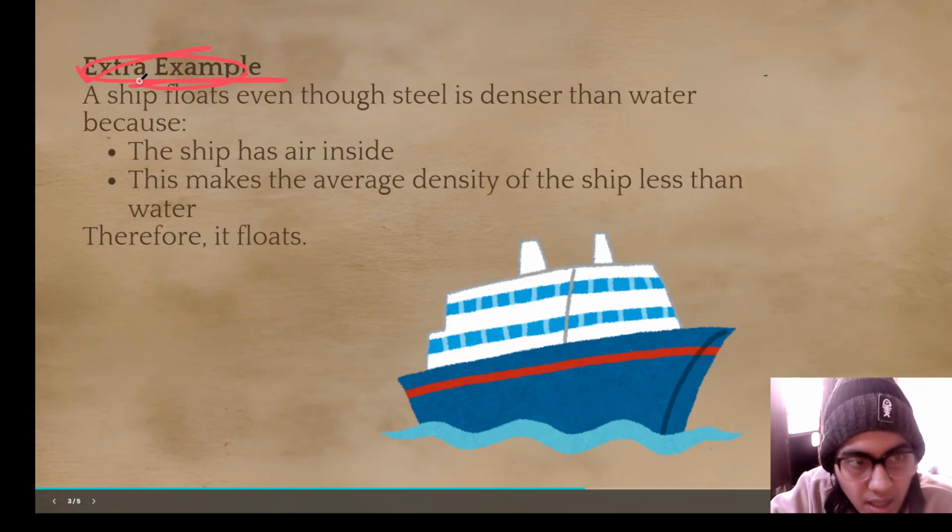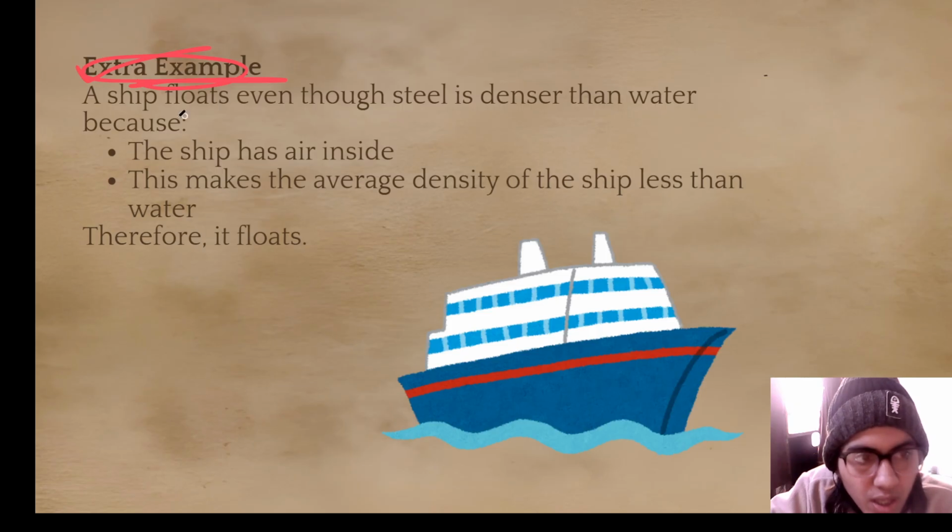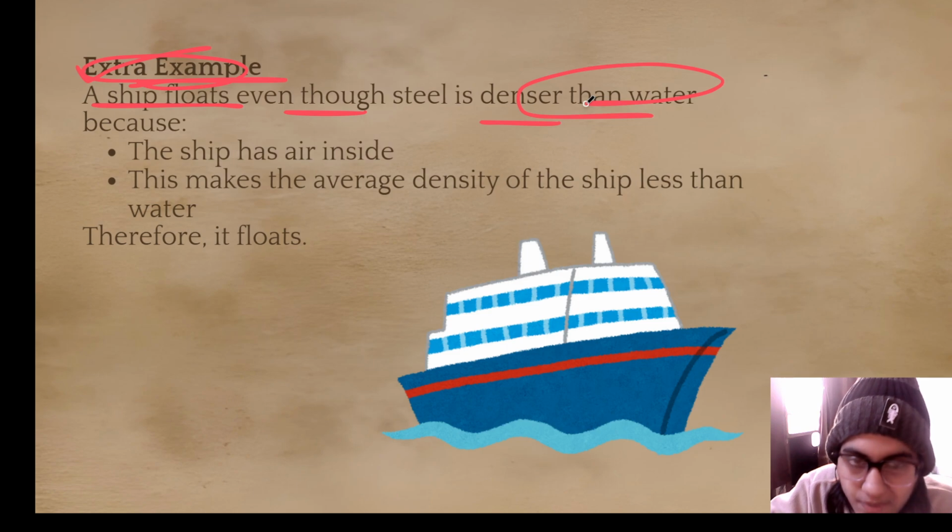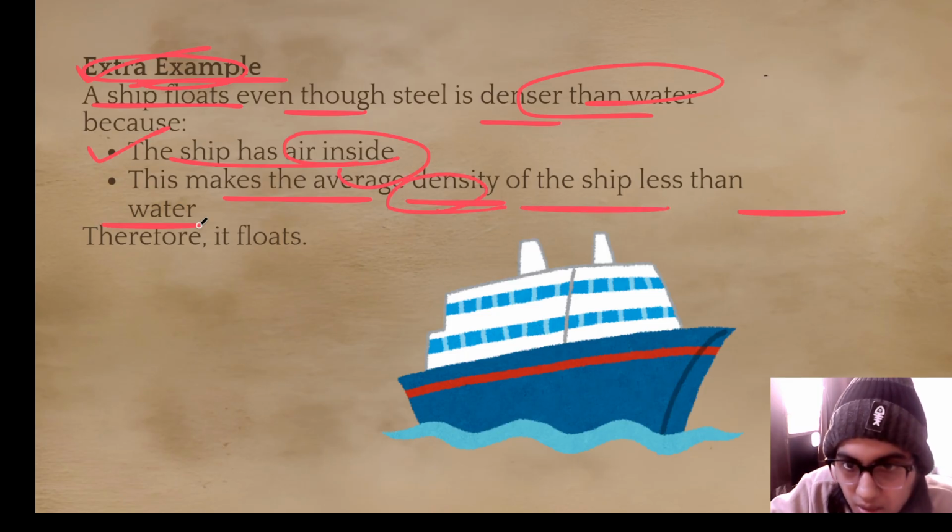And here is an extra example. A ship floats even though steel is denser than water. This question is pretty valid, and it arises in everyone's mind: why does the ship float even though it is made of steel and is very heavy? Still, it floats on the water. The reason is that the ship has air inside of it, and this makes the average density of the ship less than the water.